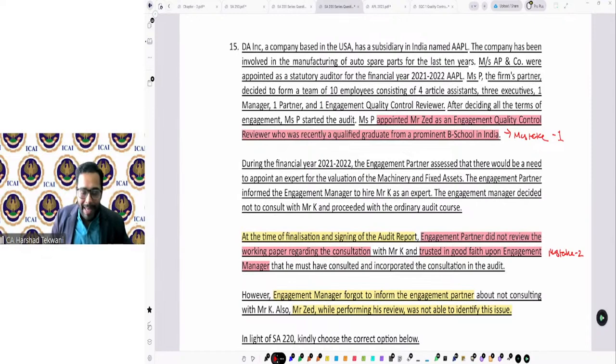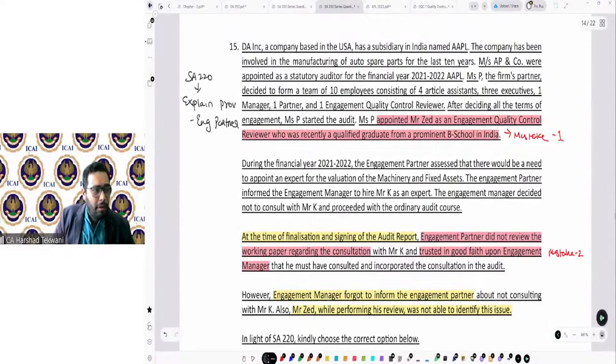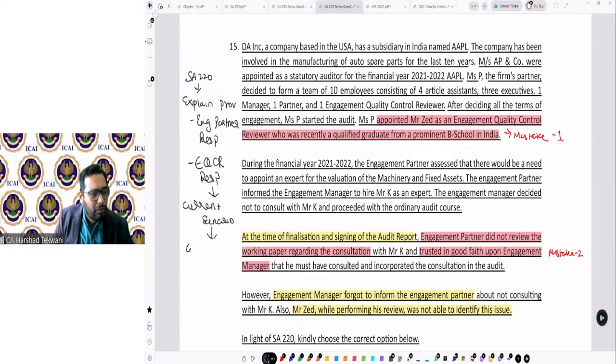First, I will give the SA 220, then explain the provision. When I explain the provision, I will explain the provision first from engagement partner's view. What is the responsibility of engagement partner? I'll explain the responsibility of EQCR. And then I will explain current scenario. And I will conclude. This is how we'll explain the answer.